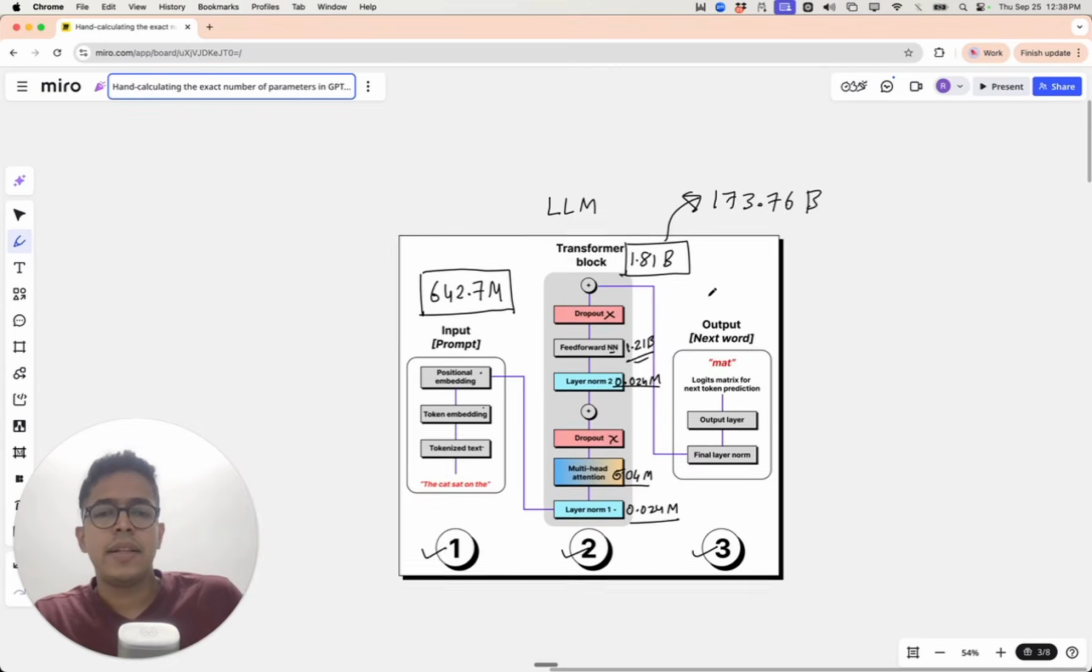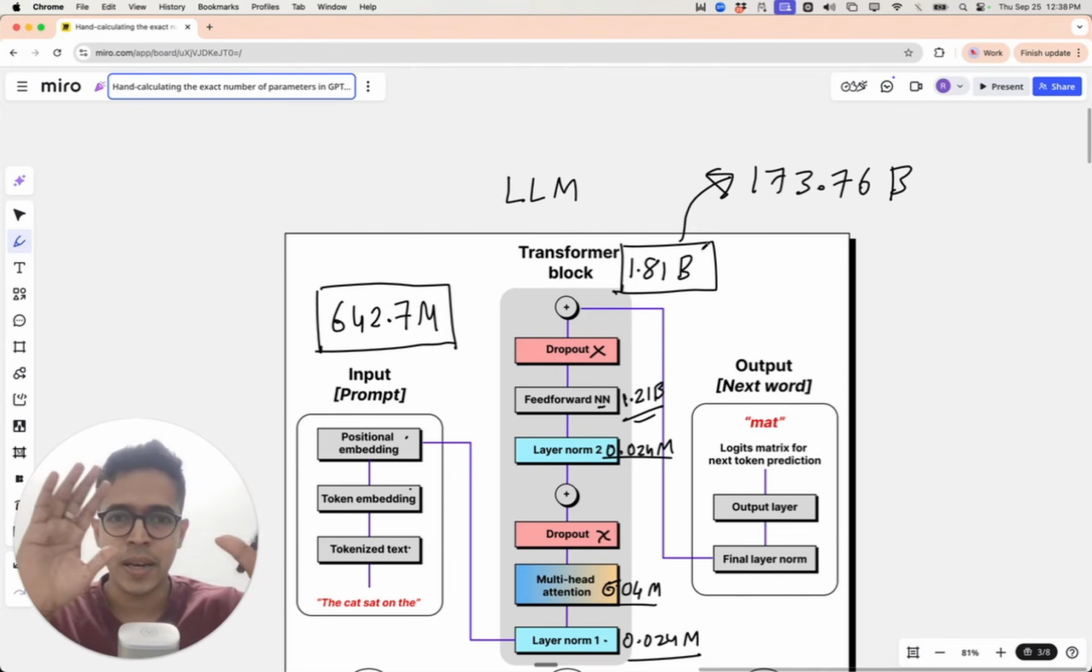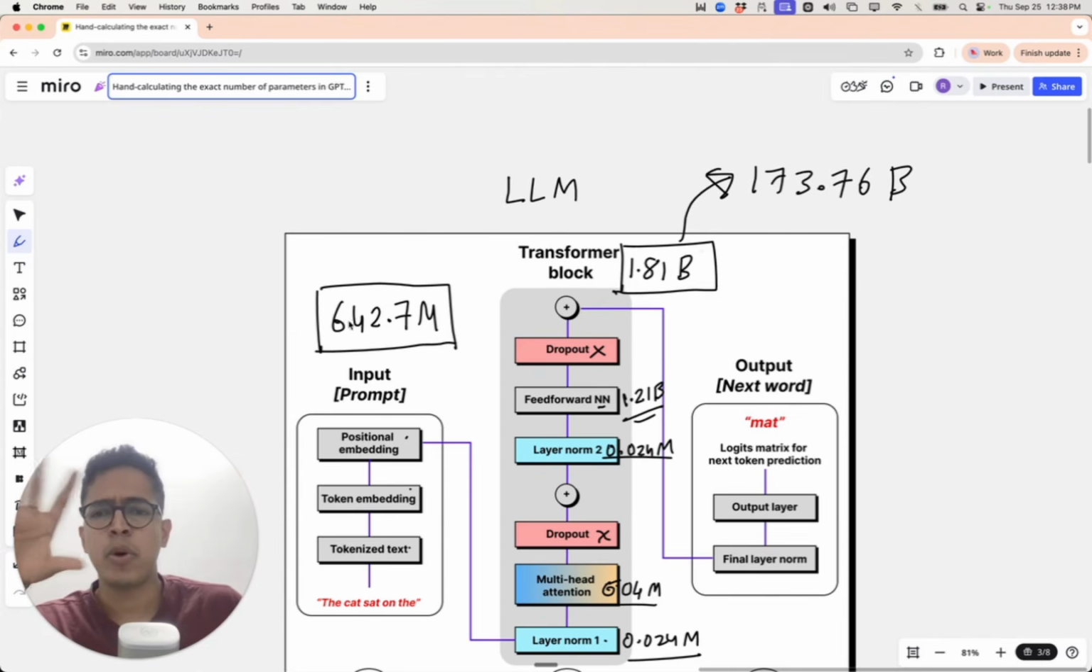So now look at the distribution. Out of the 175 billion, we got almost 174 billion. And we understand that most of them are coming from the transformer block. Just 0.64 billion is coming from the input part. Now let's see how much is coming from the output.